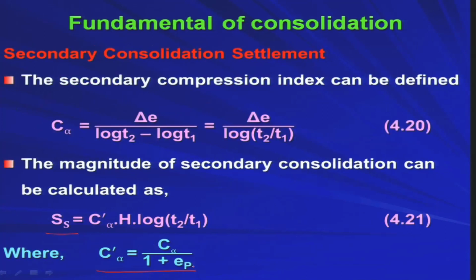So, if you know these things, you can find out. You observe some times T2 and T1 and you find out C alpha prime, you know H. So, you can find out the secondary consolidation settlement, right. So, secondary consolidation settlement is dependent on time, because that will be happening throughout the life of the structure. So, immediate settlement or the primary settlement will happen based on the primary consolidation. After that, the secondary consolidation will always be there, and the secondary consolidation settlement may be negligible. I mean, we will come to that point.